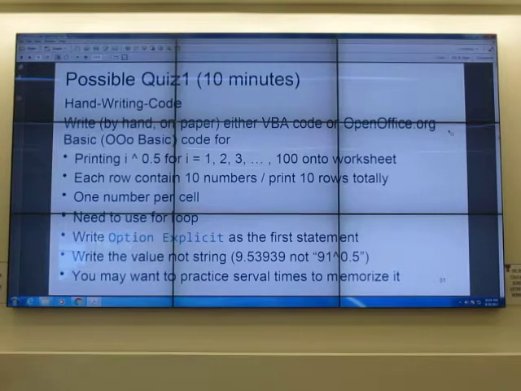Write Option Explicit as the first statement. Write the value, not string. So for 91, square root of 91, you don't want to write 91 hat 0.5. No, I don't want that. I want 9.53939 something. You may want to practice several times to memorize it at home.